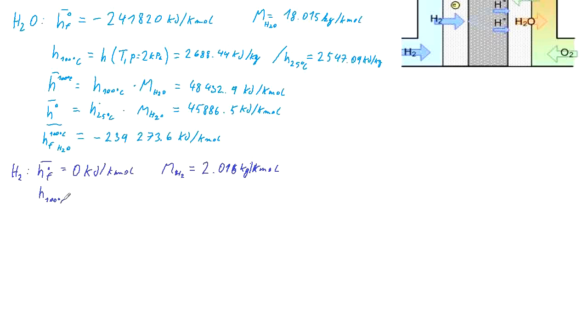The enthalpy at 100 degrees C is again enthalpy as a function of temperature and pressure, where now you can use also the pressure 1 bar because it's still well within gaseous form, and we would get 5011.86 kilojoules per kilogram, and from that we will get the molar enthalpy at 100 degrees C as 10,102.95 kilojoules per kilomole.